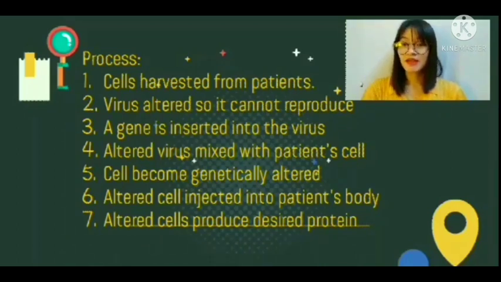Step 6, altered cells injected into the patient's body. So gene therapy involves altering the genes inside your body cells in an effort to treat or stop diseases. Genes contain your DNA, the code that controls much of your body's form and functions. Step 7, altered cells produce the desired protein. So now the cells continue to multiply and eventually produce the desired effect.